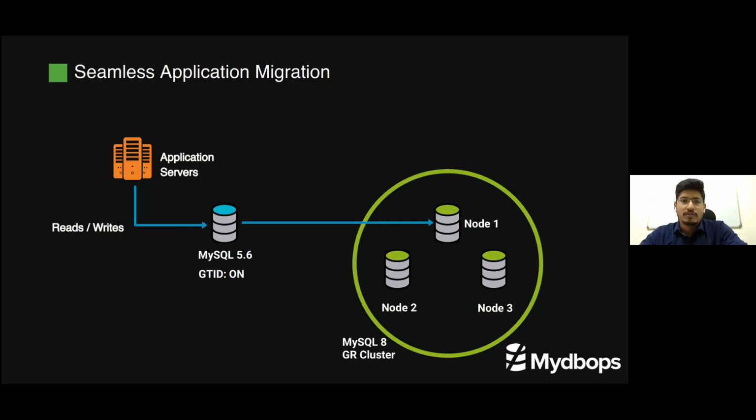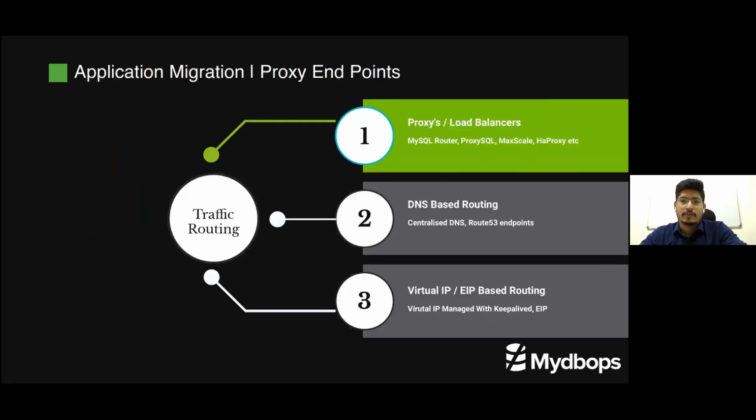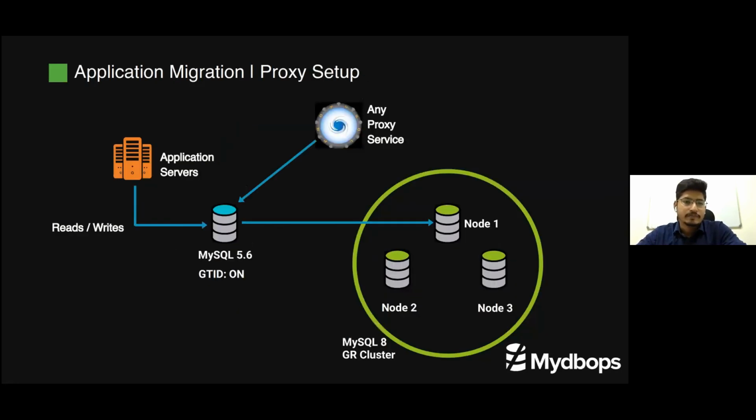To seamlessly perform this migration of traffic, we can utilize proxy solutions. There are multiple proxy solutions available. Some are SQL-aware load balancers like ProxySQL, MySQL Router, or MaxScale. There is also DNS-based routing, such as Route 53 endpoints if you're using AWS, or you can make use of centralized DNS. And finally, you can also utilize a virtual IP managed by Keepalived, or an elastic IP if you're using an Amazon stack.